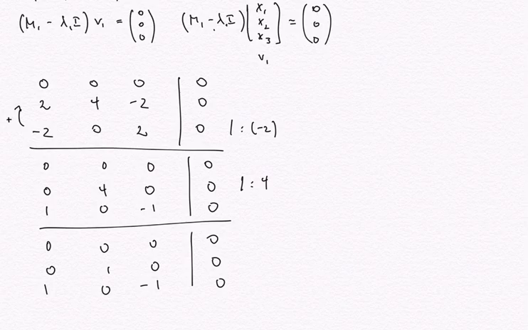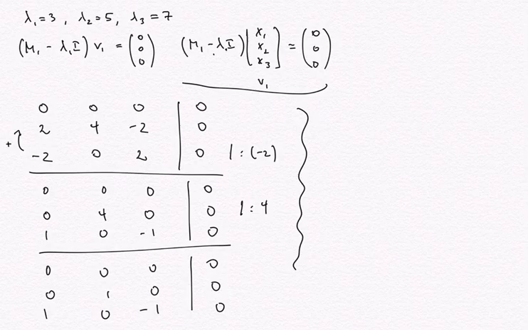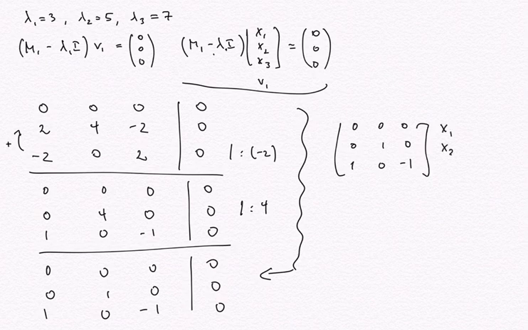What does this say? Remember, this is the system of equations where we're coming from here. And we have, through elementary row operations, reduced the system to this. But still, it is a system of equations. So what's standing here is 0, 0, 0, 0, 1, 0, 1, 0, minus 1, times x1, x2, x3, equal to 0, 0, 0. And this vector x1, x2, x3, of course, is the vector v1, our first eigenvector we're looking for.